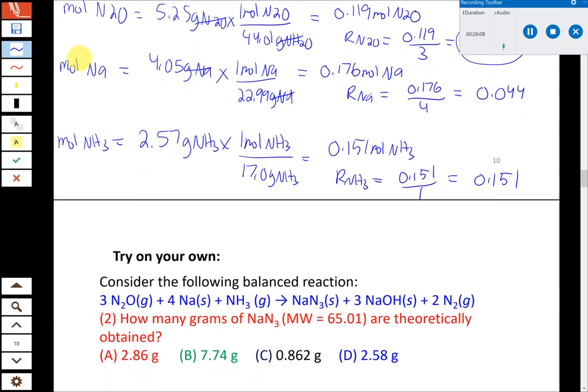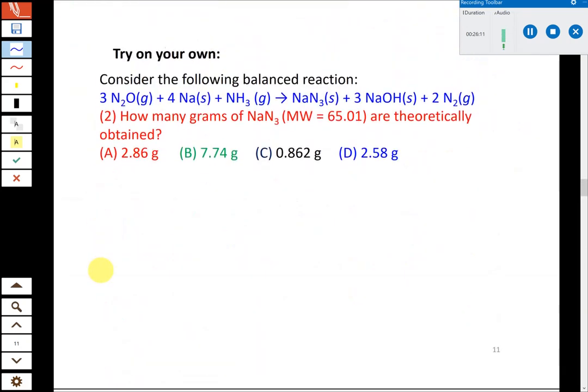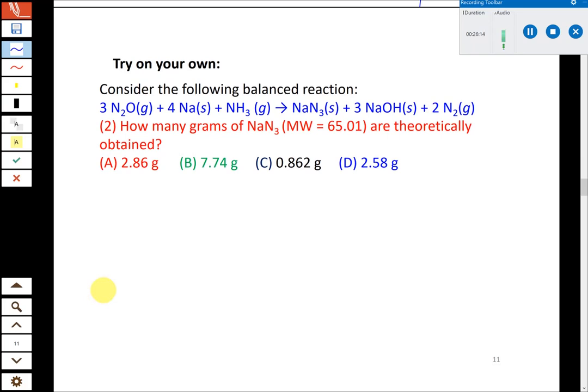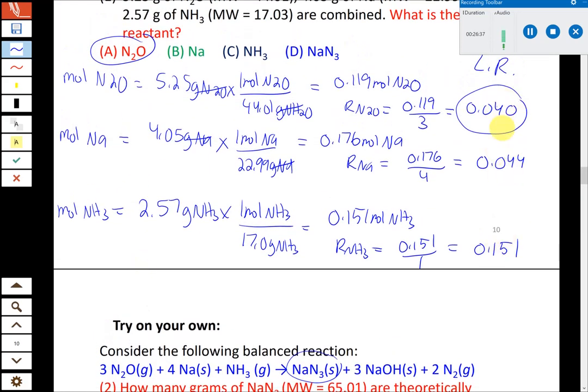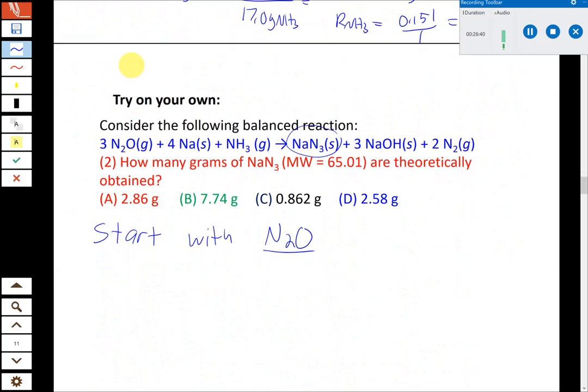Okay? And then the next question, which I think is the last one on this particular one, is how many grams of this sodium azide product, NaN3, are theoretically obtained? Okay? So because we know that our N2O is the limiting reactant, we're going to start with that in this problem. We're just going to do the same thing as before, we're going to calculate an amount of product, but we have to start with our limiting reactant. We have 3 different reactants we could start with, but we have to start with the one that's limiting to get this correct.